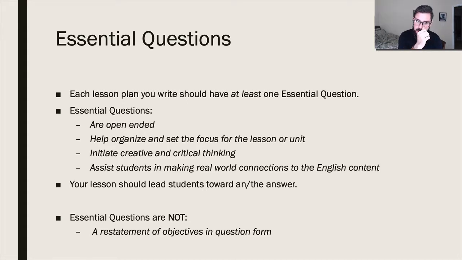So your lesson should lead students toward an or the answer. Because they are open-ended, usually there is not going to be a singular answer to your question, but you do want to make sure that if you're going to pose a really intriguing and interesting essential question in the beginning, that you at least lead them towards answering it for themselves by the end of the class.